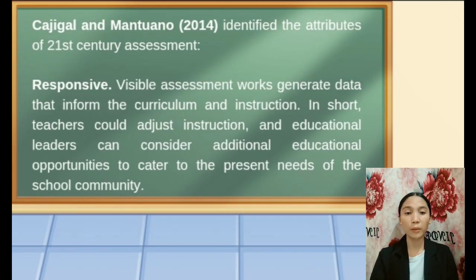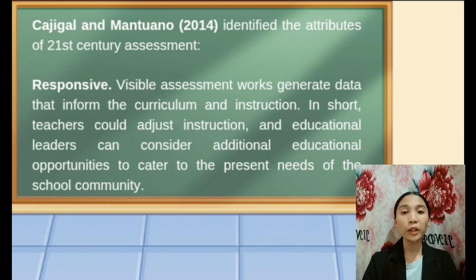Responsive assessment generates data that inform the curriculum and instruction. In short, teachers could adjust instruction and educational leaders can consider additional educational opportunities to cater to the present needs of the school community. So it means the assessment is not just for grading, it's a tool that actively informs and improves the curriculum and teaching practices.